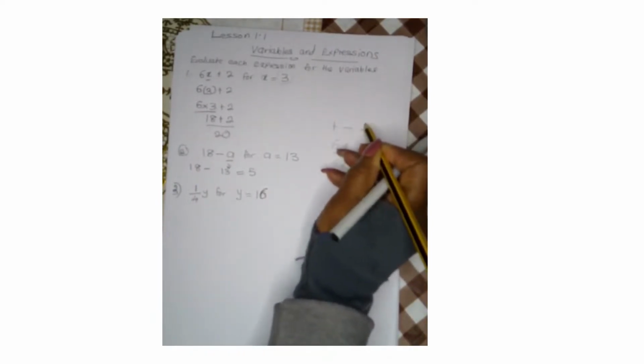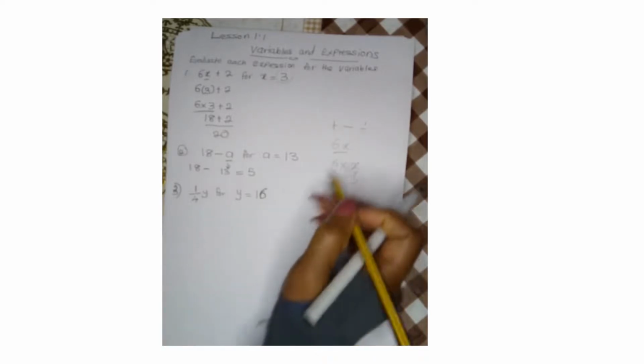Now here, remember, anywhere you see y, you're going to put 16. So where is our y here? Remember I told you, if there is no sign written here, it means multiplication. Look at this place. There is no sign here. They did not write addition, subtraction, or division. So anytime you see two numbers together or two variables together without any sign in the middle of them, you know automatically they want you to multiply.